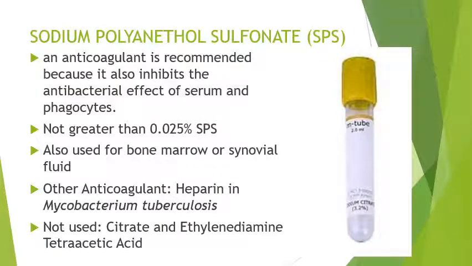Next, in blood collection, we can use sodium polyanethol sulfonate, or SPS. This is recommended because it inhibits the antibacterial effect of serum and phagocytes. In the order of draw, this comes first. The concentration of SPS is 0.025%. Greater than 0.025% can inhibit the following organisms: Neisseria gonorrhoeae, Gardnerella vaginalis, Streptobacillus moniliformis, and Peptostreptococcus anaerobius.